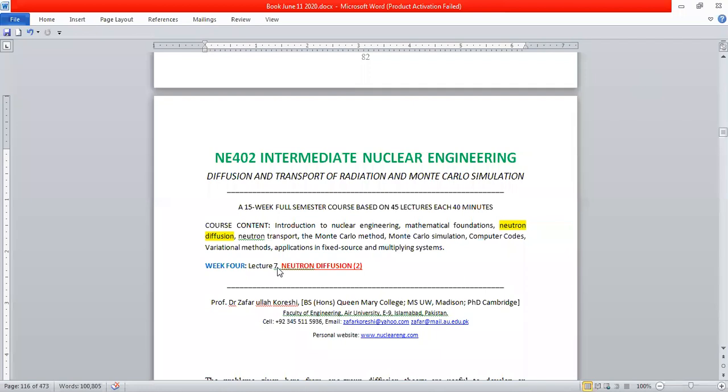Okay, this is week 4, lecture number 7, on neutron diffusion. The last lecture, lecture number 6, was the first lecture on neutron diffusion. This is part of a course NE402 on intermediate nuclear engineering, which covers diffusion and transport of radiation and Monte Carlo simulation. It's a 15-week full semester course based on 45 lectures, each approximately 40 minutes.